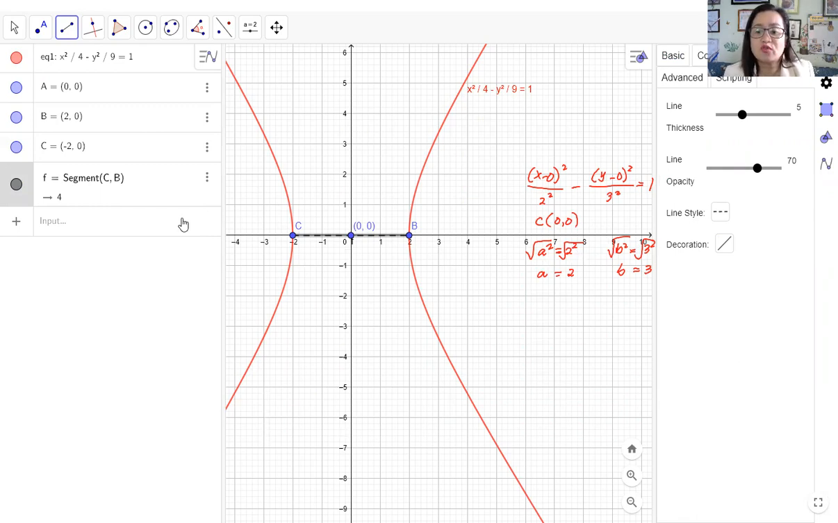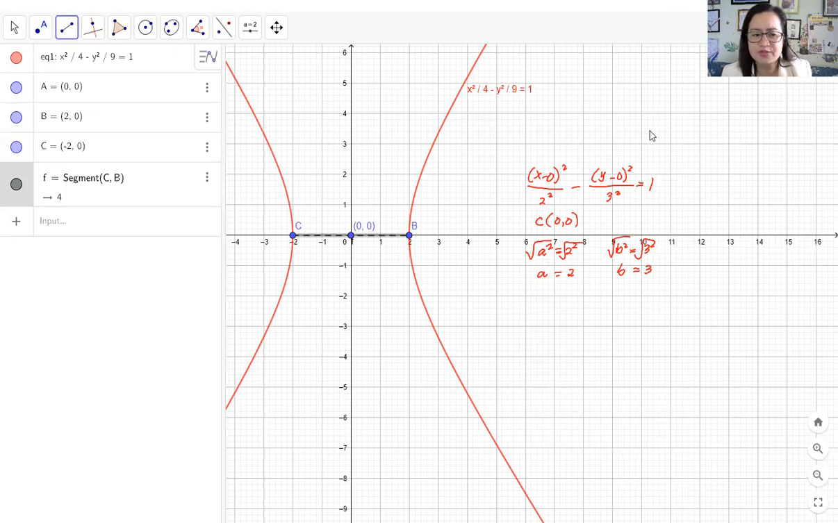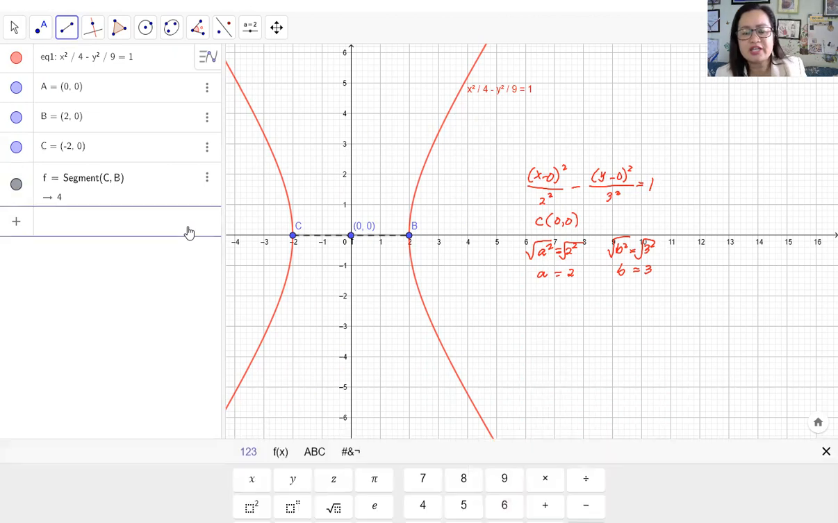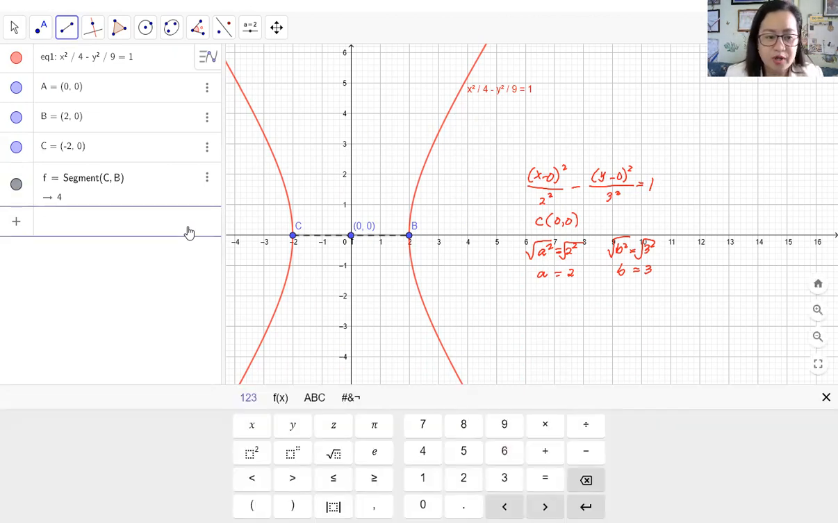Now to get the co-vertices, we will take the value of b. b is equal to 3. Take note that when b equals 3, it means that the co-vertices are 3 units away from the center. Since we have a horizontal transverse axis, the conjugate axis would be vertical, so we will also move vertically. Moving 3 units upward, we will get a point having coordinates (0, positive 3).